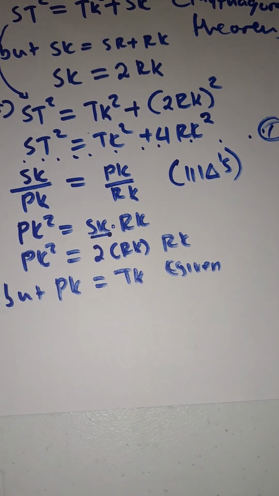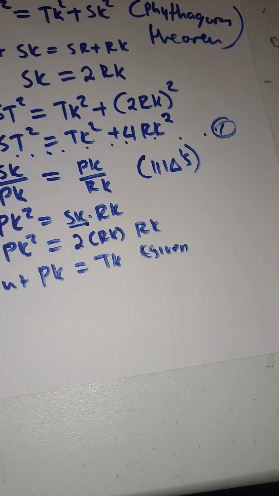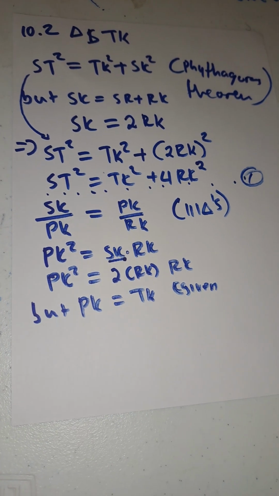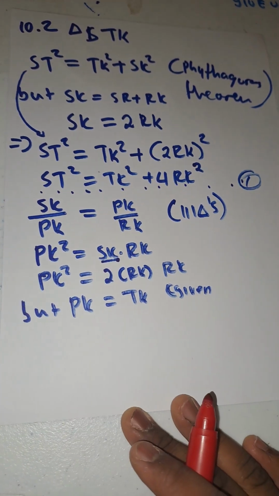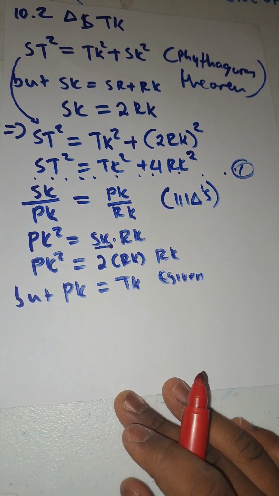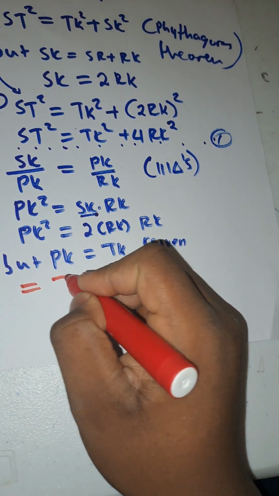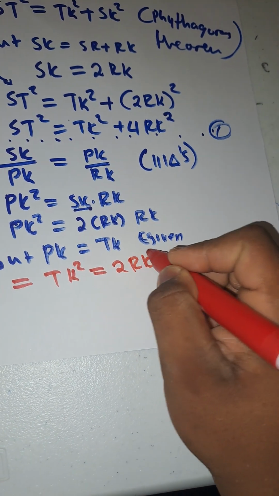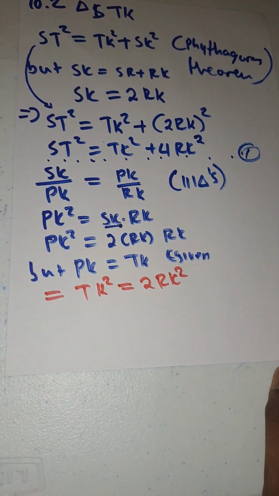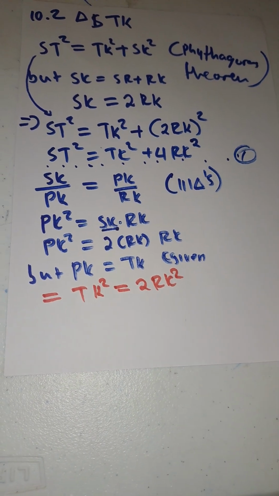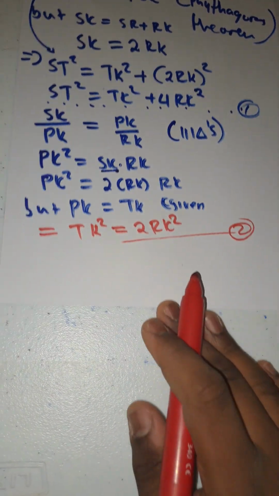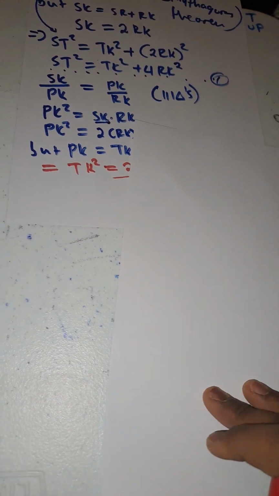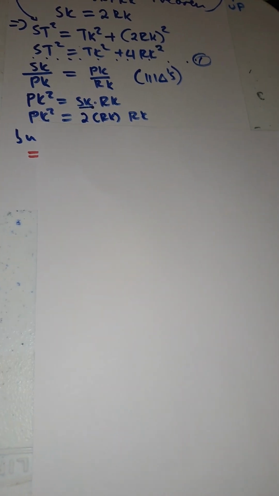Seems like my markers are dying. I'm going to change markers here. So now let's continue. Since PK is equal to TK and it is given, it means what? TK squared is equal to 2 times RK squared. You see? Equation 2. Let me put it there, guys.